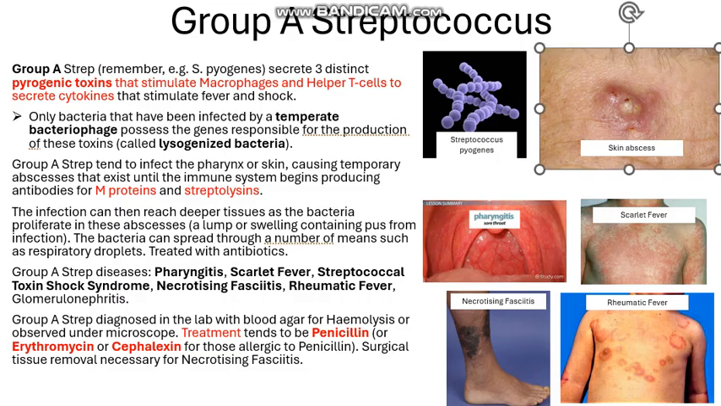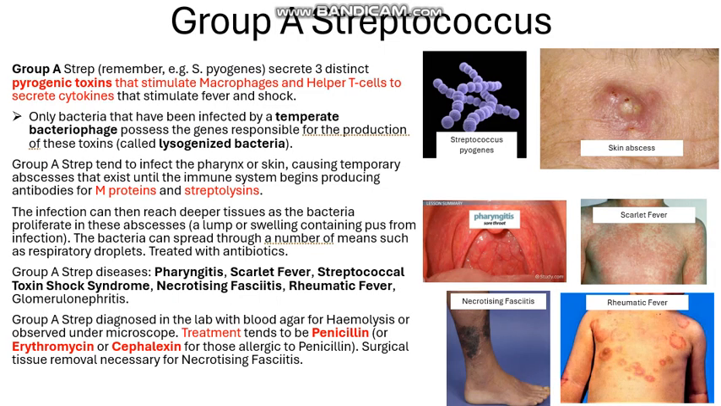So this is what one of these abscesses looks like on the top right here, full of these streptococci bacteria. The infection can then reach the deeper tissues as the bacteria proliferate in the abscesses. The bacteria can spread through a number of means, such as respiratory droplets, and they are treated with antibiotics.